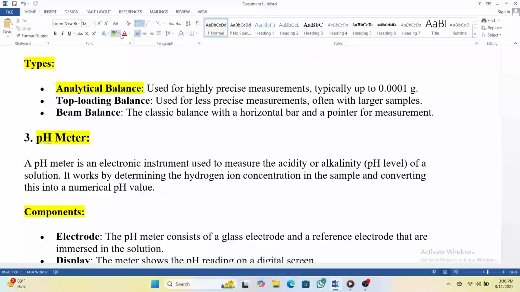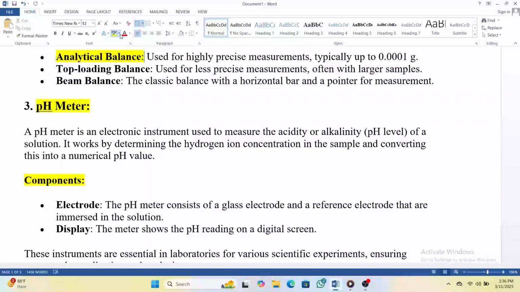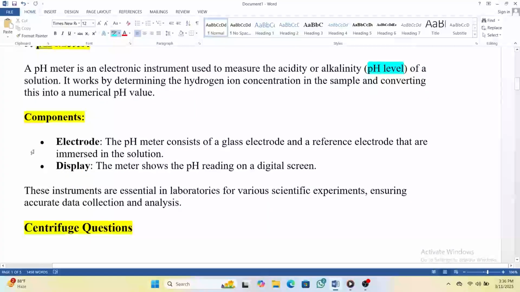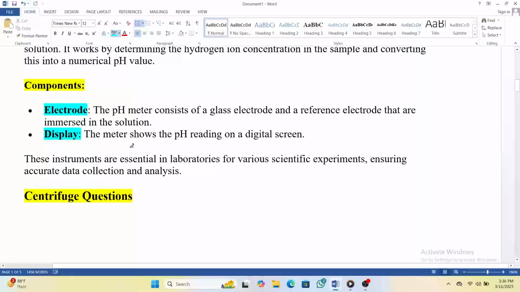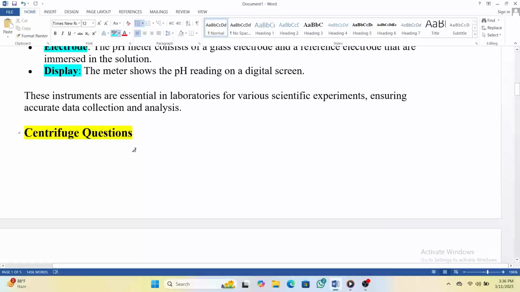3. pH meter. A pH meter is an electronic instrument used to measure the acidity or alkalinity, pH level, of a solution. It works by determining the hydrogen ion concentration in the sample and converting this into a numerical pH value. Components. Electrode. The pH meter consists of a glass electrode and a reference electrode that are immersed in the solution. Display. The meter shows the pH reading on a digital screen. These instruments are essential in laboratories for various scientific experiments, ensuring accurate data collection and analysis.